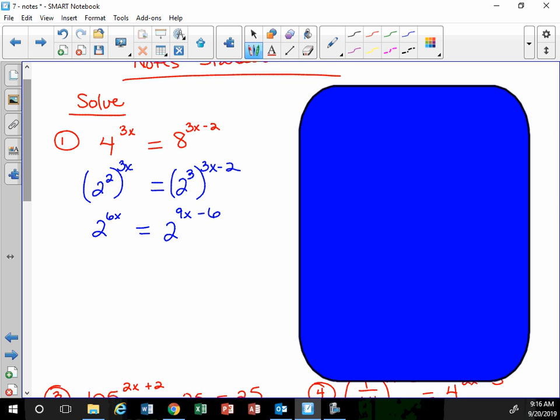Once we're there, our bases are the same, right? So what do you think I can do with the exponents? Yeah, set them equal to each other. I can ignore the base because the only way for this to be true is if my exponents equal each other. And then you're back to just solving a very simple equation. I'm going to have negative 3x equals negative 6. Are you guys okay with x equals 2? Make sense?